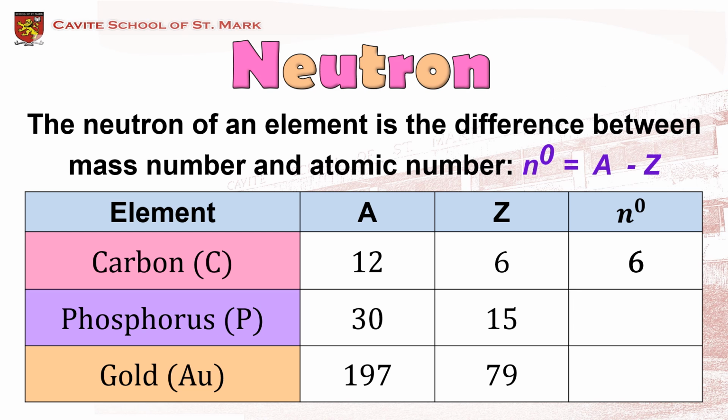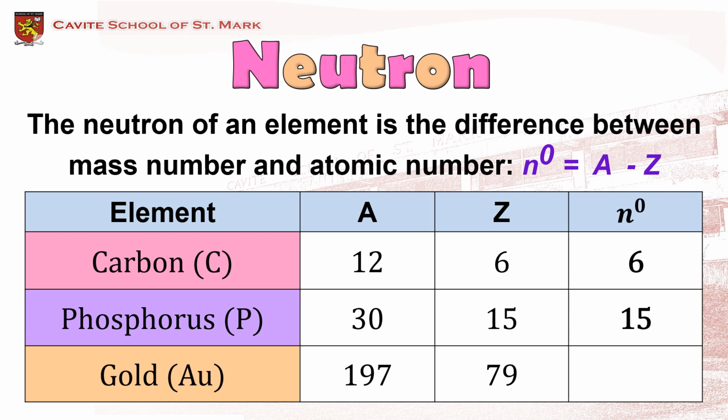Mass number is the sum of protons and neutrons. Otherwise, mass number is the summation of the atomic number and the number of neutrons. So for us to get the number of neutrons, we get the difference between the mass number and the atomic number. So the neutrons of an atom is the difference between the mass number of that atom and the atomic number.